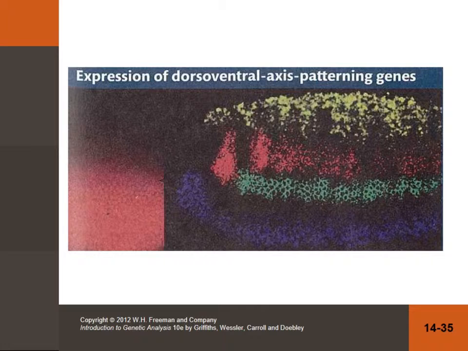In the image on the left, we can see the maternally derived dorsal protein expressed in a gradient with the highest concentration in the ventral cells. On the right, we can see the different colours within the embryo, which represent expression of 4 different zygotic dorsoventral patterning genes. So one gene shown in yellow, one in green, one in red, one in green, and one in blue.